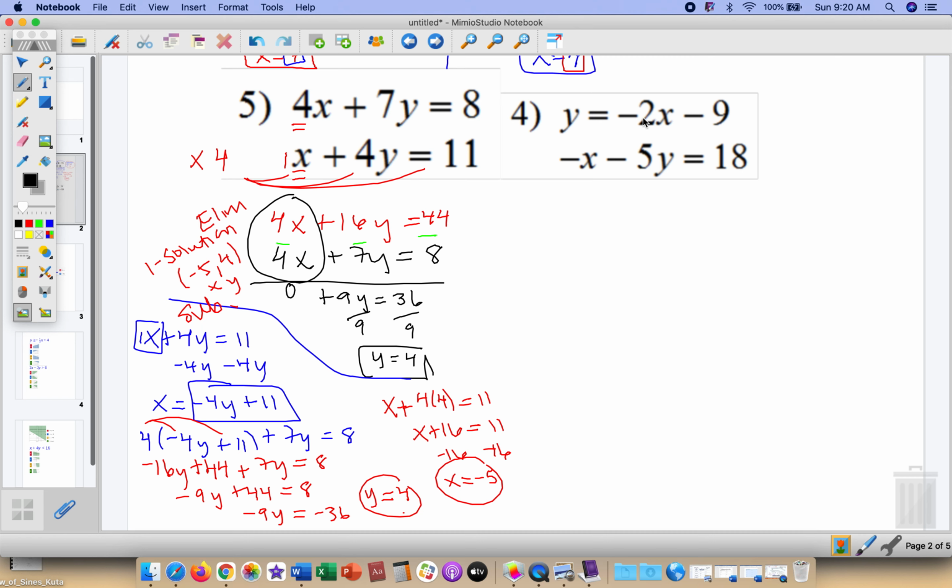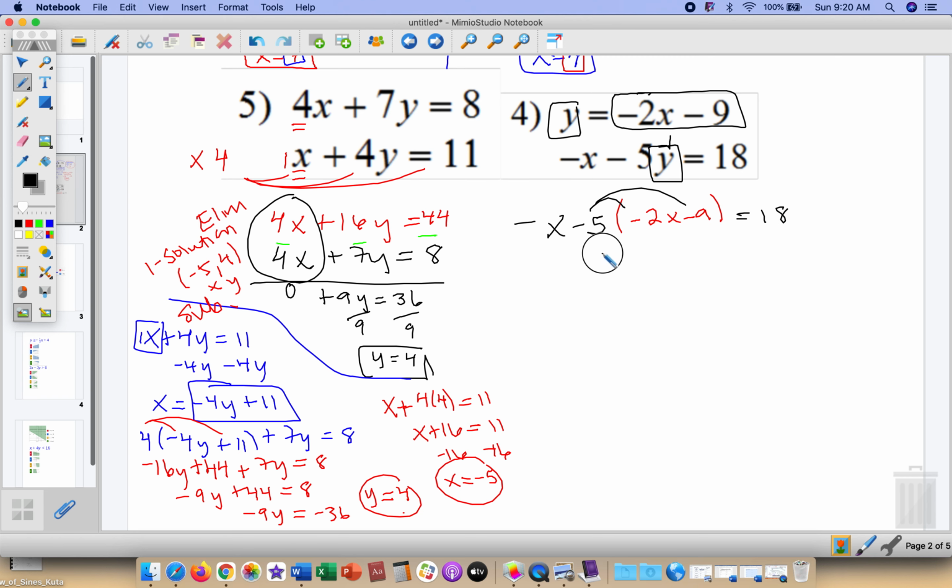Let's practice doing substitution and elimination. So this one looks set up easy to do substitution, right? Y is already isolated, so I can go to the bottom y and insert negative 2x minus 9. So let's do that. Negative x minus 5, we're going to substitute negative 2x minus 9 and set that equal to 18.